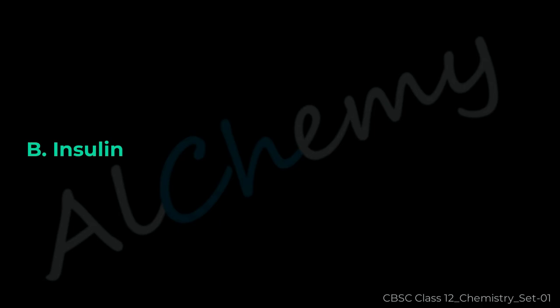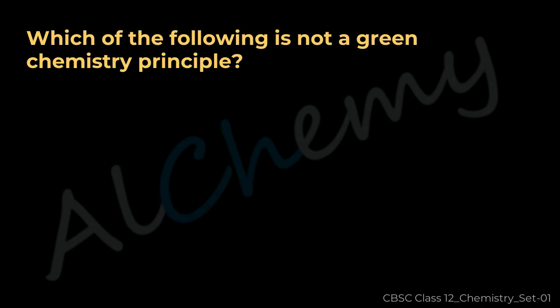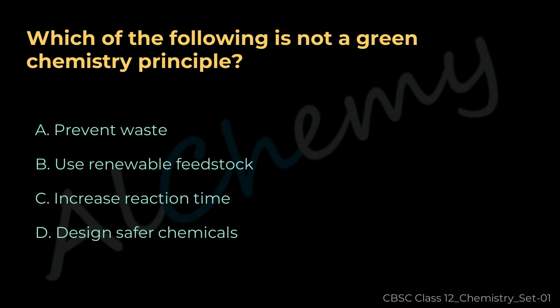The correct answer is B. Insulin. Question 35. Which of the following is not a green chemistry principle? A. Prevent waste. B. Use renewable feedstock. C. Increase reaction time. D. Design safer chemicals.